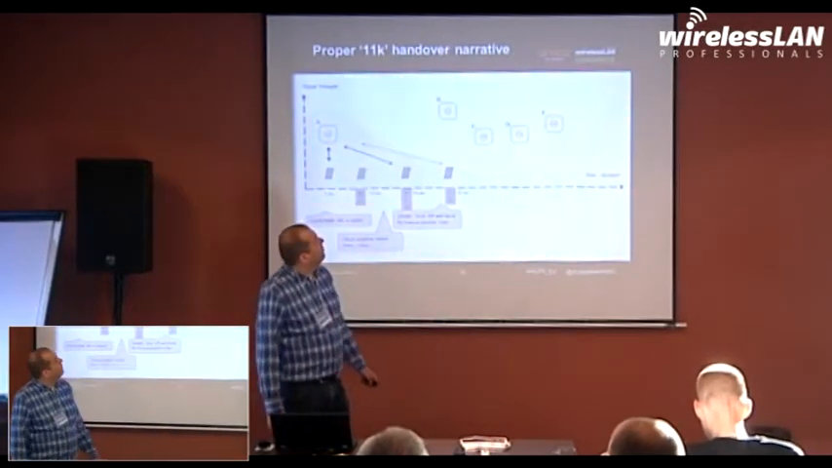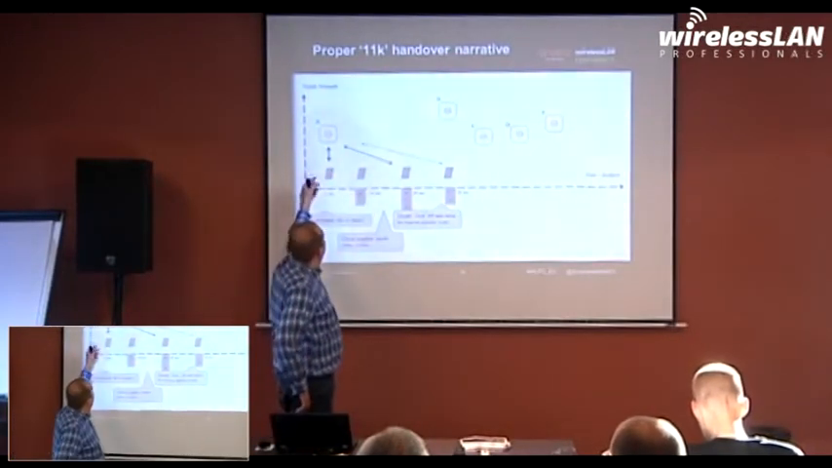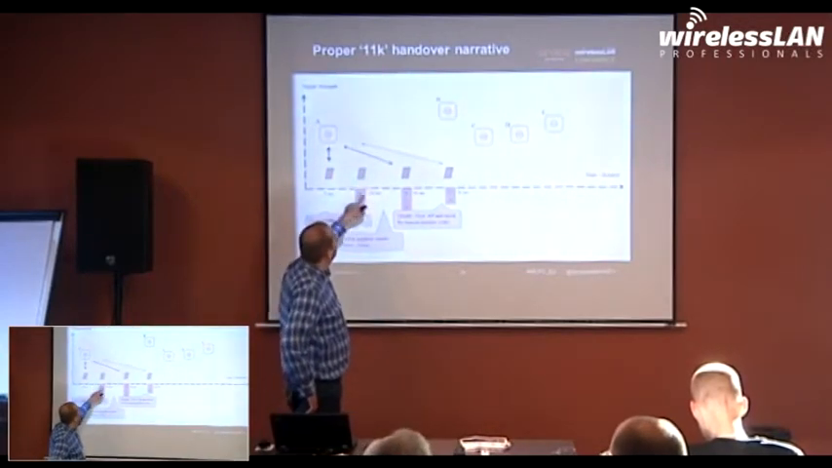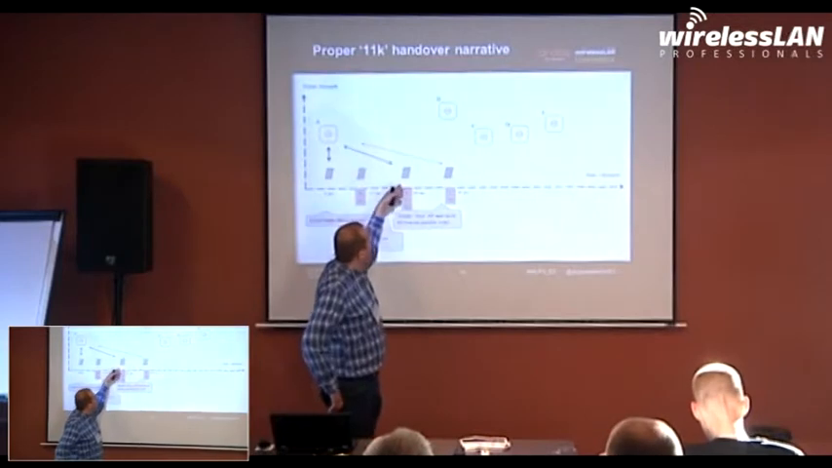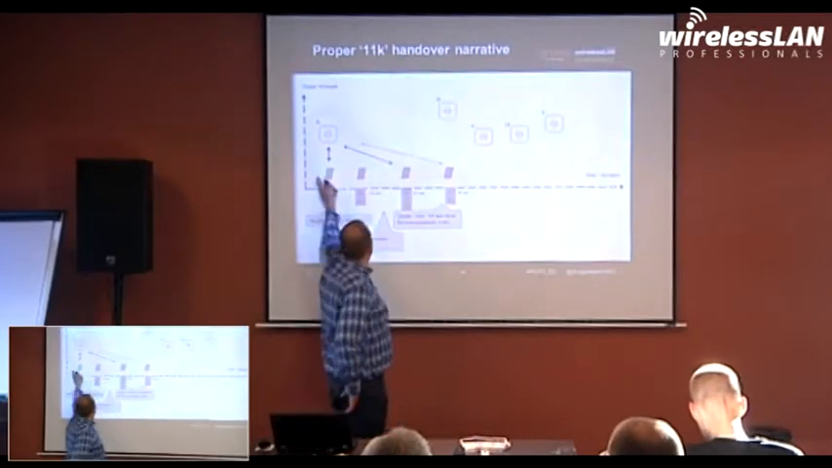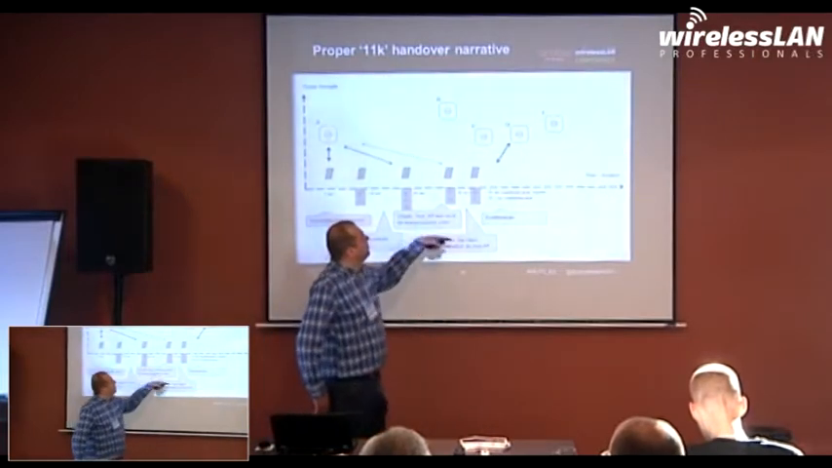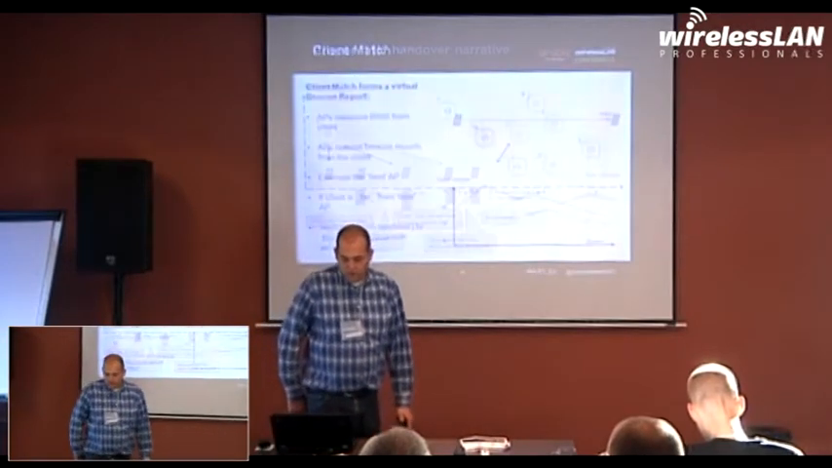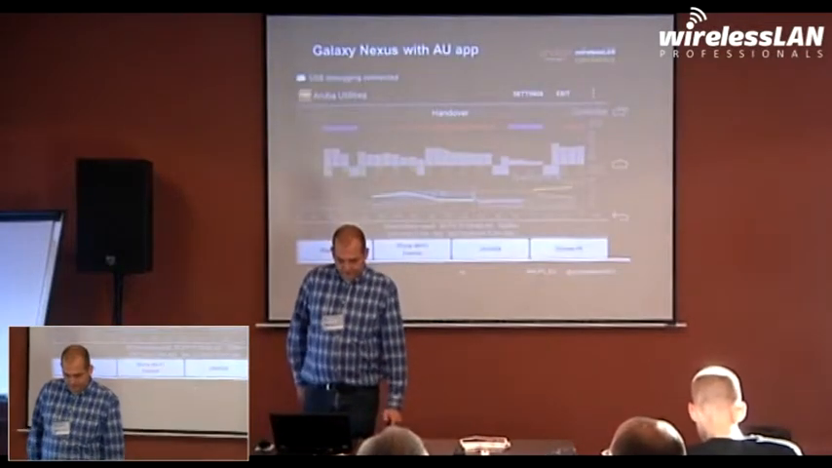So the same image from an 11K perspective. If the client is moving, it already has the alternative AP, so it knows in this location, I can see AP B and AP C. In this location, I can see B, C, D. I can see D here. And at the moment the signal drops below the critical level, it already knows which AP to connect to, and it decides to connect to AP D. And this makes it possible to have very smooth roaming in the network.